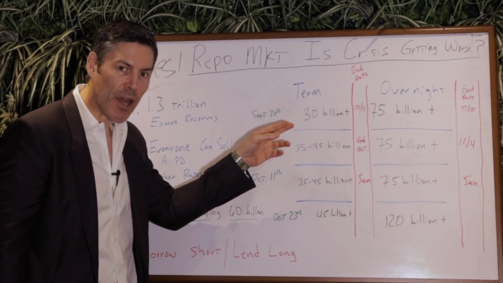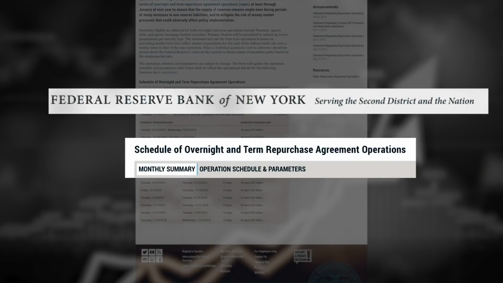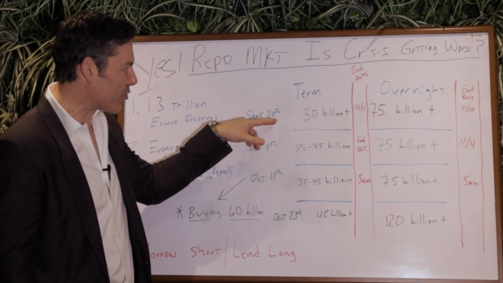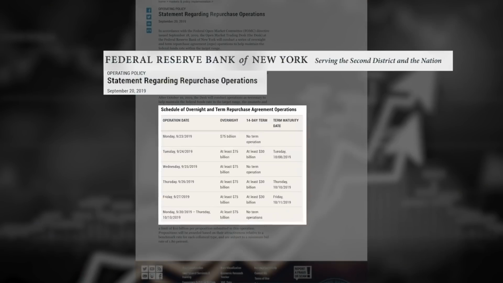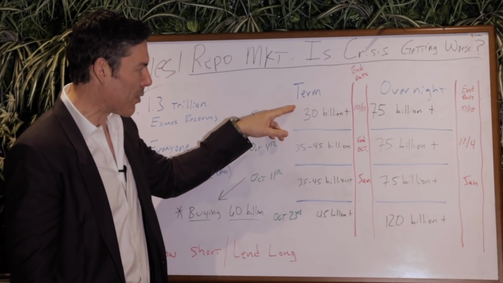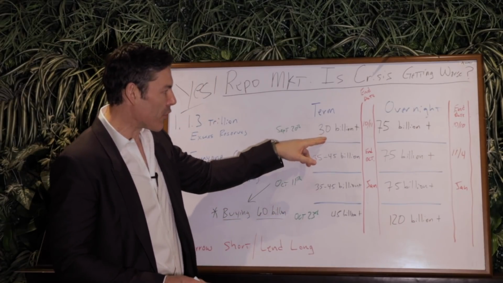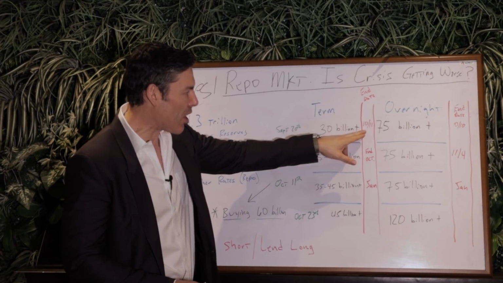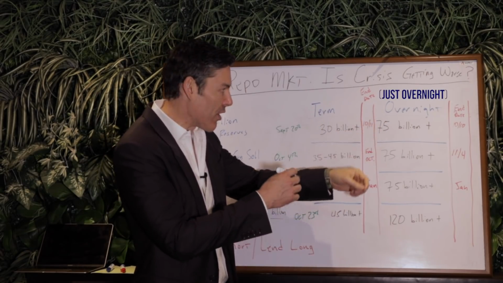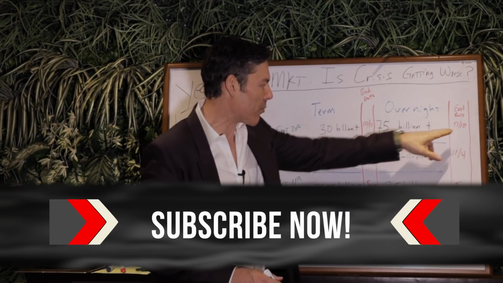Here's a timeline of the Fed's repo operations per their website. And you can check it out at the New York Fed's website for yourself. But initially they came out and made these announcements September 20th. This isn't when they started the repo operations, just when they announced it on their website. And they said that they're going to do these term repos, which means the repos have a specific date on them, of 30 billion plus, and that's going to end October 11th. The overnight repos, that's just that overnight transaction, is going to be 75 billion plus. That would extend to October 10th.